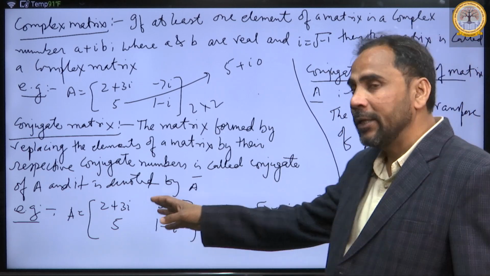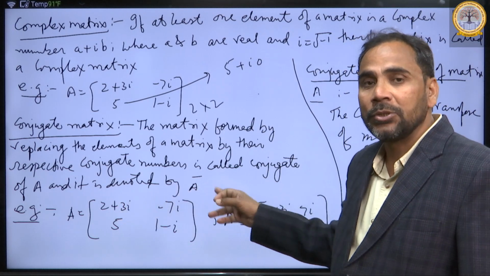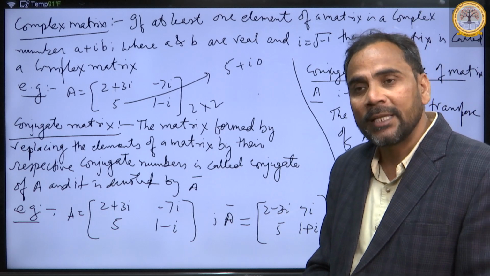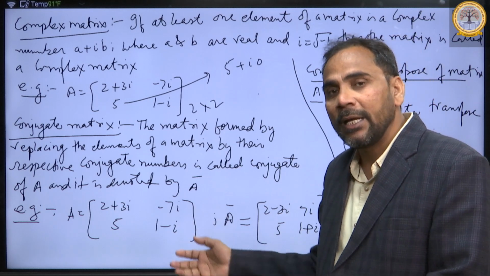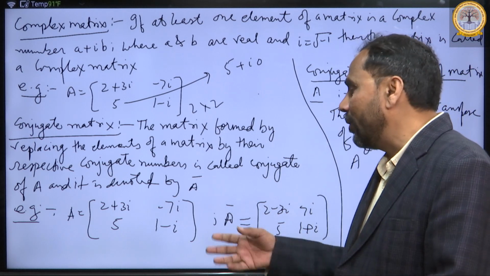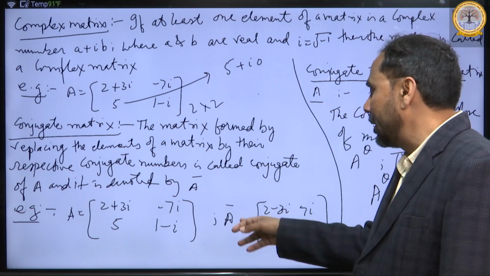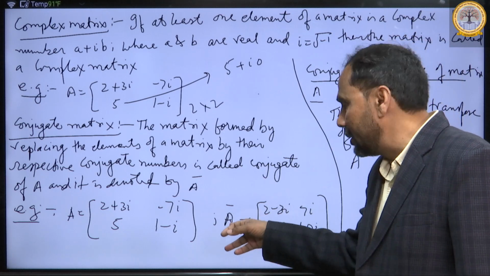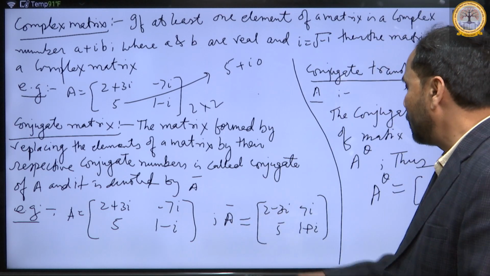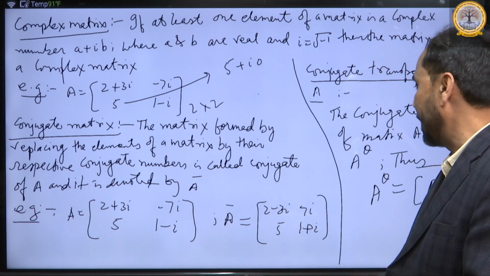So here the conjugate of the matrix is: the conjugate of 2 plus 3i is 2 minus 3i, the conjugate of minus 7i is 7i, the conjugate of 5 is 5, and the conjugate of 1 minus i is 1 plus i. So it is denoted by A bar. Thus A bar is equal to 2 minus 3i, 7i, 5 and 1 plus i.